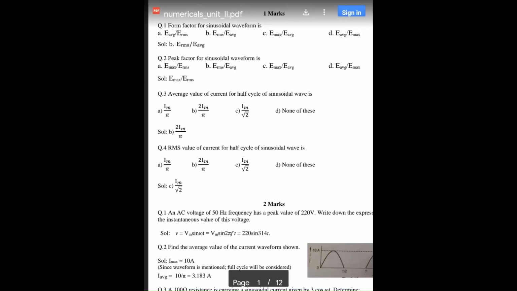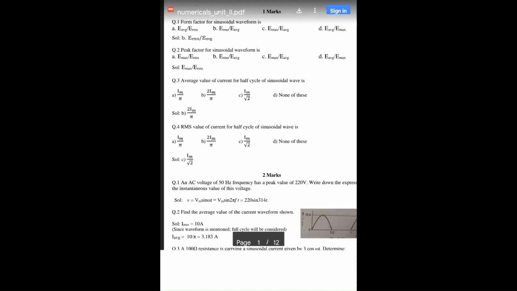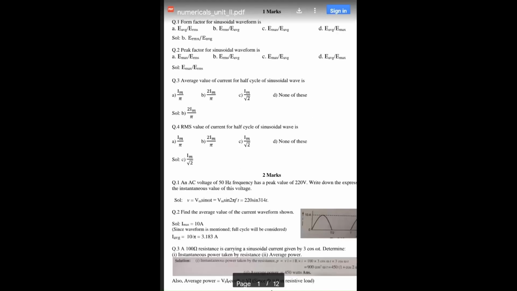Okay, sure. So this is your practice session for the numericals. First of all, we will be taking the 1 marks questions. 1 marks questions mainly consist of the direct applications of the formulas, or you can say the direct formula itself. So we should learn and remember all those formulas.